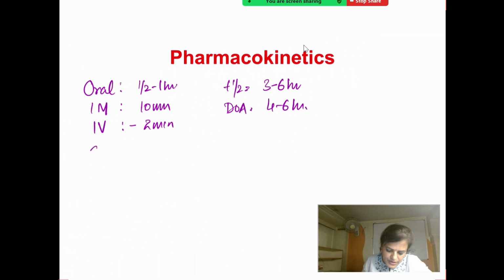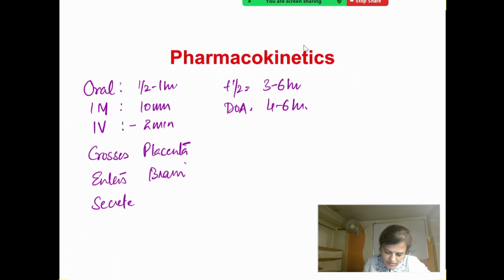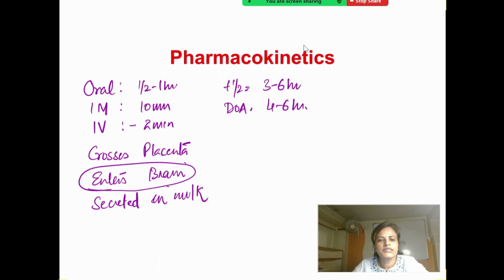The important point over here is it crosses the placenta, enters well into the brain, and gets secreted in the breast milk. And this is very, very important. It enters the brain.